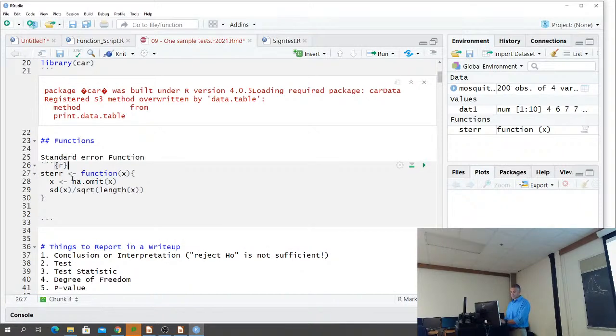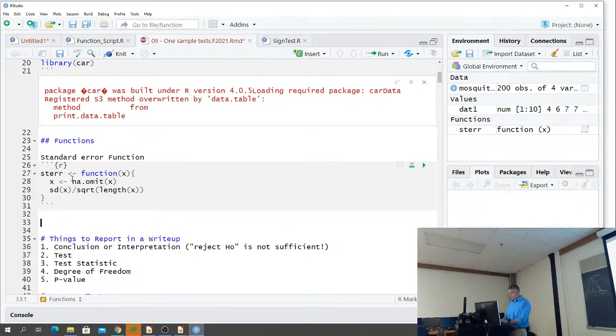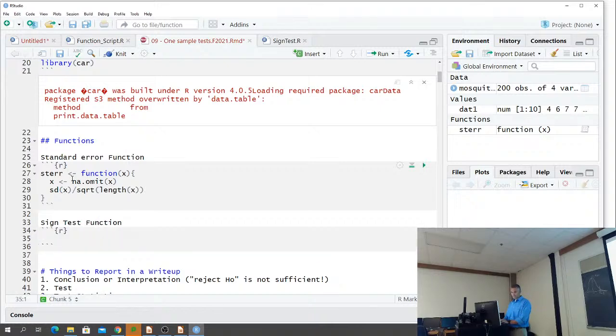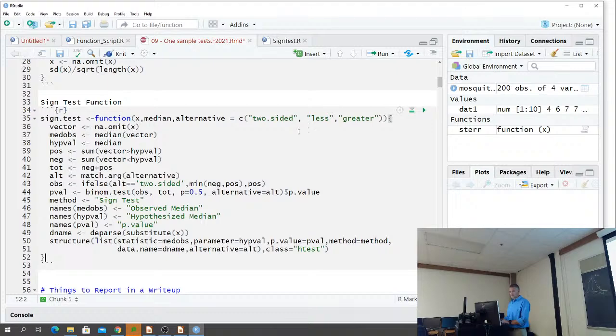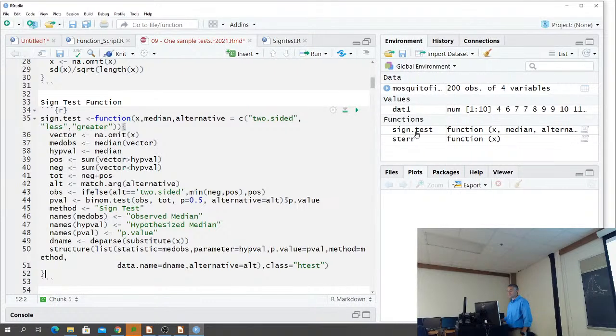So this is the standard error function. And then I'm going to write the sign test function. And here I'm going to paste it. So when I run this, it generates a new function, just like how we did our function for the standard error, the STERR. Just copying and pasting it to get into here.